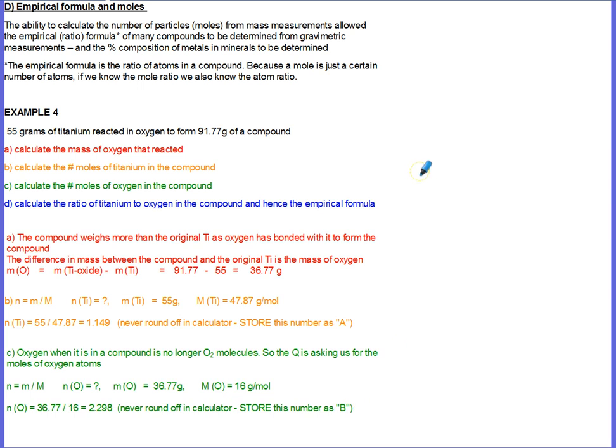Which leads us to the last part of this question. Calculate the ratio of titanium to oxygen in the compound, and hence the empirical formula. So let's do that calculation.